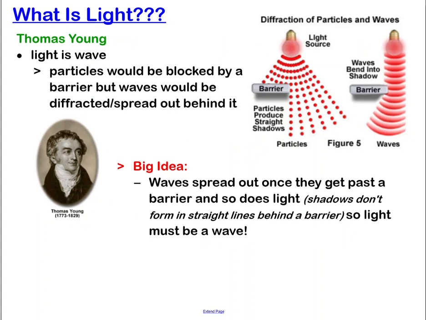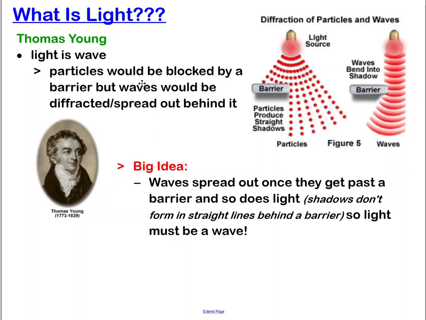Thomas Young. So this was much debated. Is light a particle? Is light a wave? Thomas Young comes along and does this experiment and says, if we shine a light on a barrier, if light were particles, then it would hit the barrier, and in areas where it's not hitting the barrier, the particles would just go straight. And so behind this barrier would be completely dark. That's not what we actually see though. What we see is that there's a shadow, right? If I were standing behind this wall and you shined a light over here, I would see some of that light. It would come behind the wall.